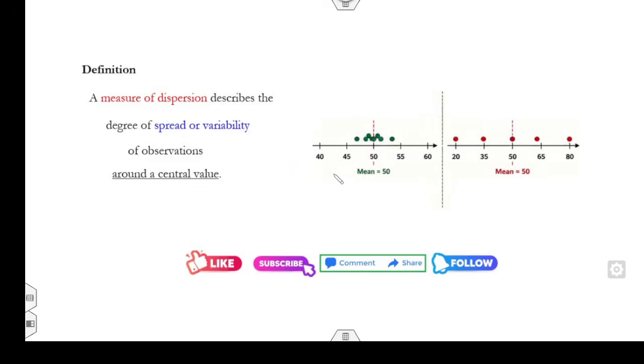For example, consider two case studies, A and B. If I have 5 observations, 40, 45, 50, 55 and 60, and you calculate the mean, it comes to be 50. On the other hand, if I take another set of numbers, 20, 35, 50, 65 and 80, again you can see the mean is 50. So the average value is the same. That means you are unable to make a decision. Can you make a decision based on the average? No, because in both cases you are not able to make a decision.